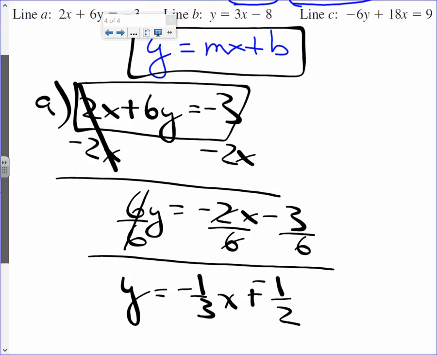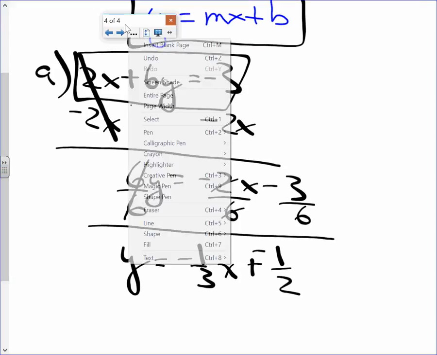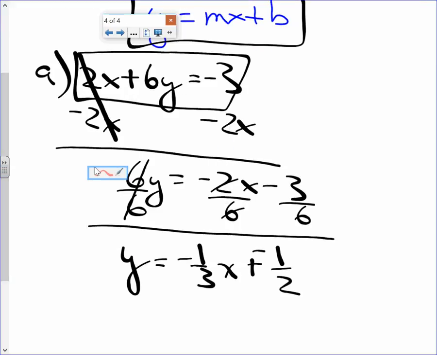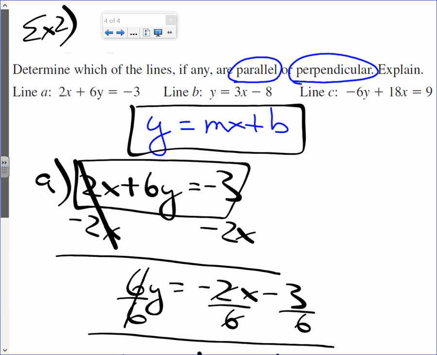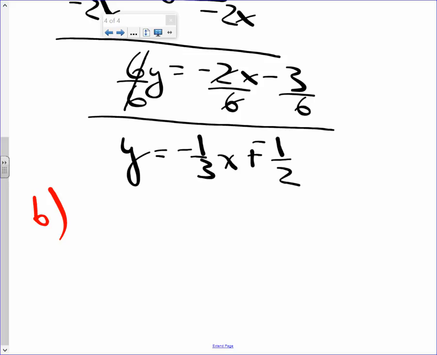Line B is already done. Very nice. Let me put that in red just for consistent color coding. So line B is already in slope-intercept form. Y equals 3x minus 8. So I'm going to put plus negative 8, just so I know it's in plus negative form. mx plus b. So line A is in black, line B is in red.